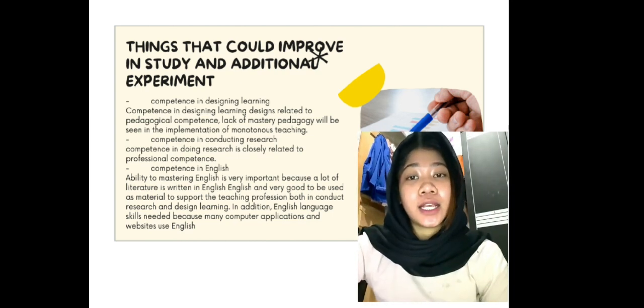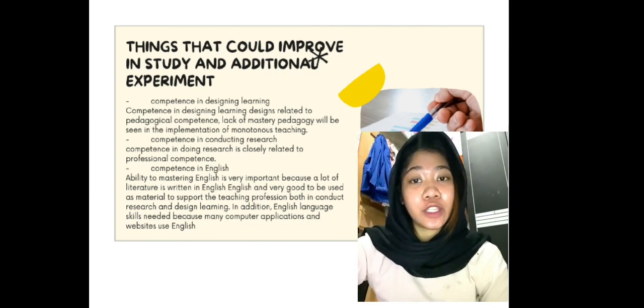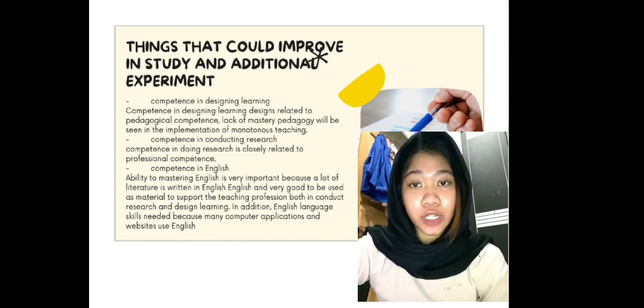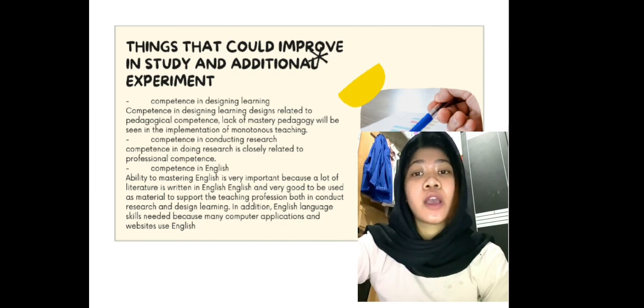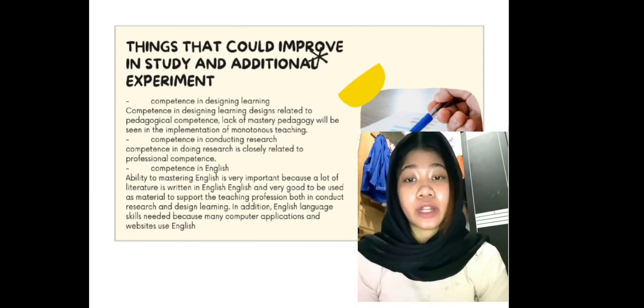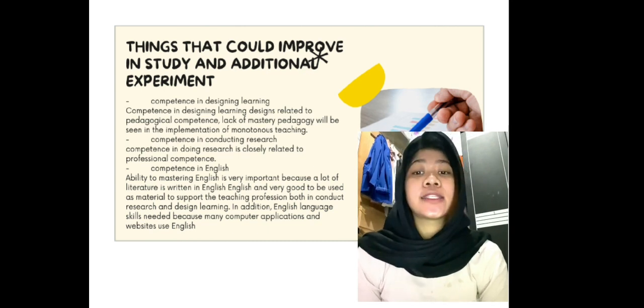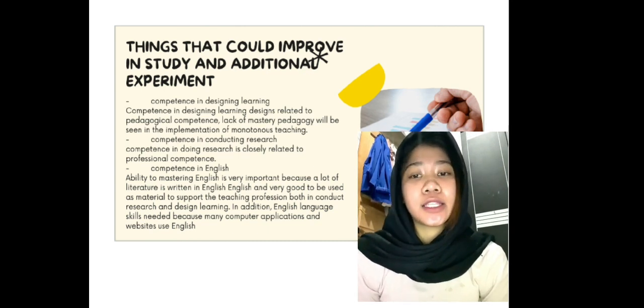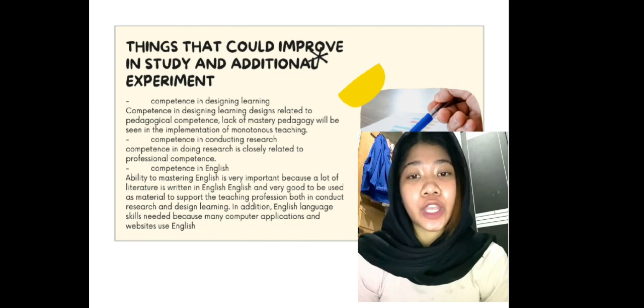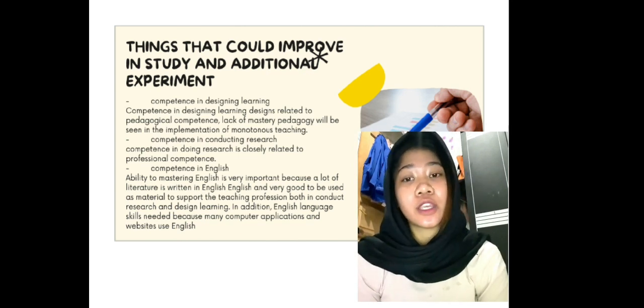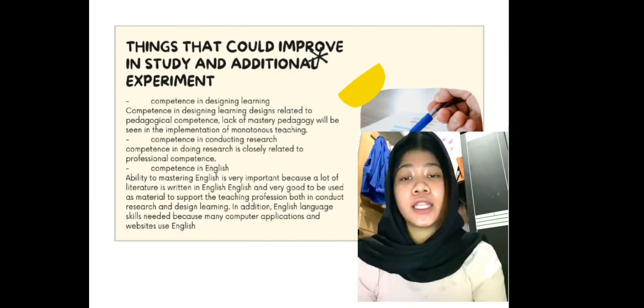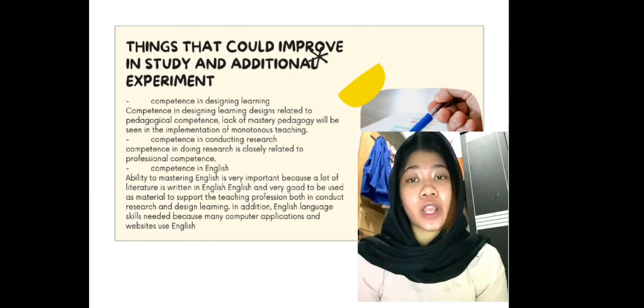Number three, there is competence in English ability. Mastering English is very important because a lot of literature is written in English, and it is very good to be used as material to support the teaching profession, both in conducting research and designing learning. In addition, English language skills are needed because many computer applications and websites use English. And the additional experiment is the free experiment.